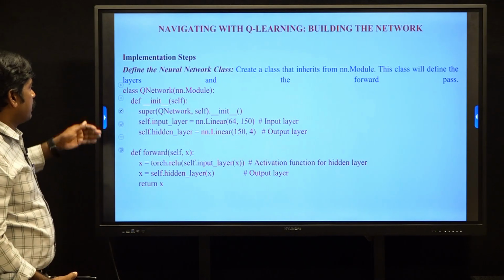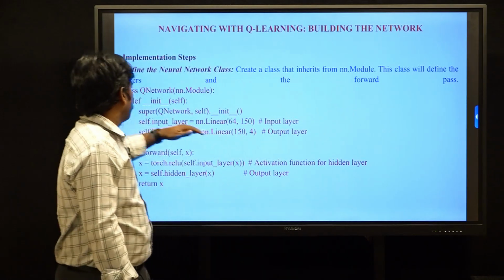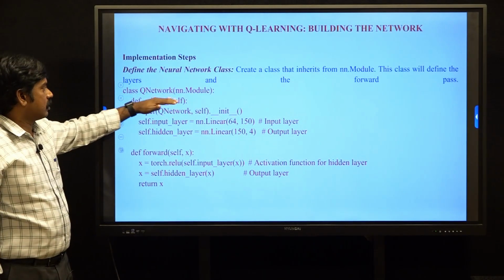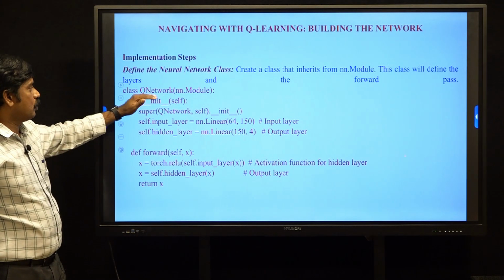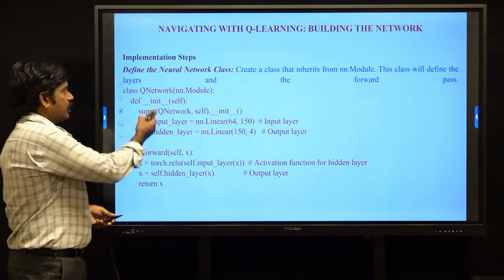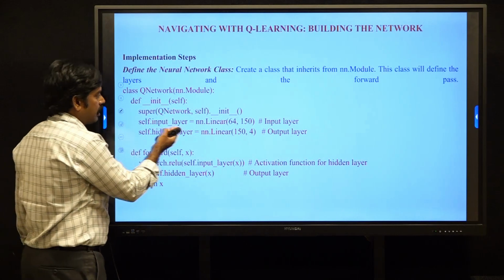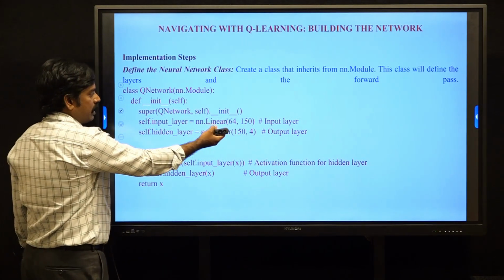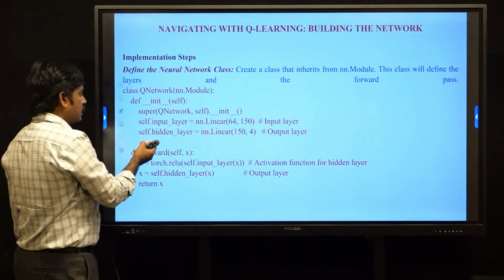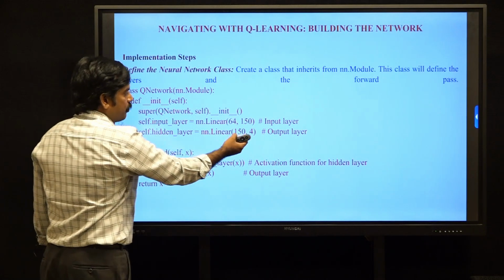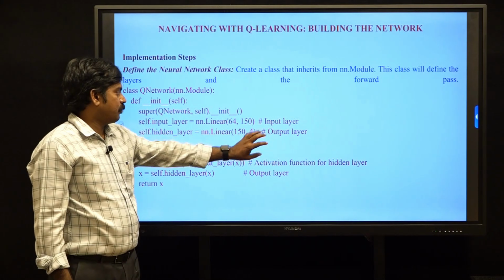Next, we define the neural network class. This class defines the layers and the forward pass. The neural network class name is QNetwork. We are implementing the Q function, that's why it is the network for the Q function. This class contains the layers and the forward pass. The input layer is nn.Linear(64, 150), 64 inputs and 150 outputs. Next, self.hidden_layer is nn.Linear(150, 4). The 4 is the output layer, with 4 possible actions.